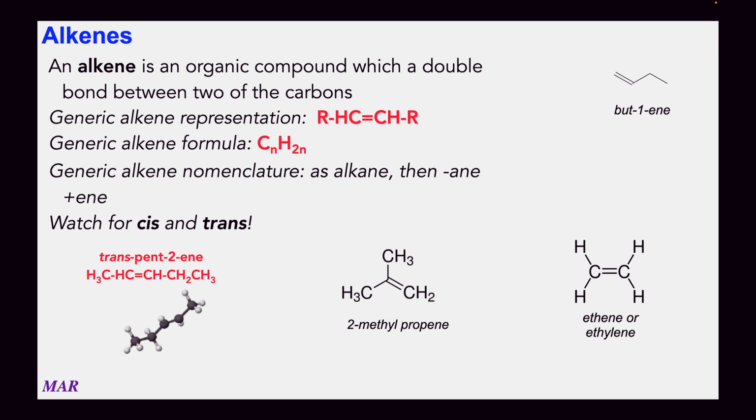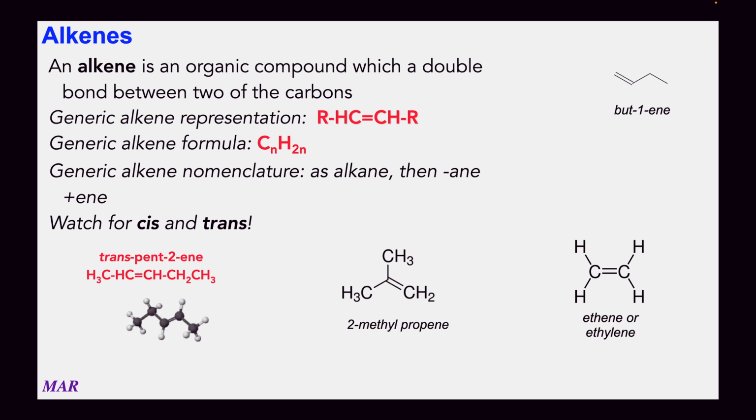Alkenes have 2 fewer hydrogens than alkanes, but 2 more hydrogens than alkynes, so they're CnH2n. And how you name these is, you name it as if it was an alkane, but then you take the ANE off and you put an ENE in. Now there are some interesting things about alkenes we're going to talk about. One of them is cis and trans, and we'll talk about that in a little bit.